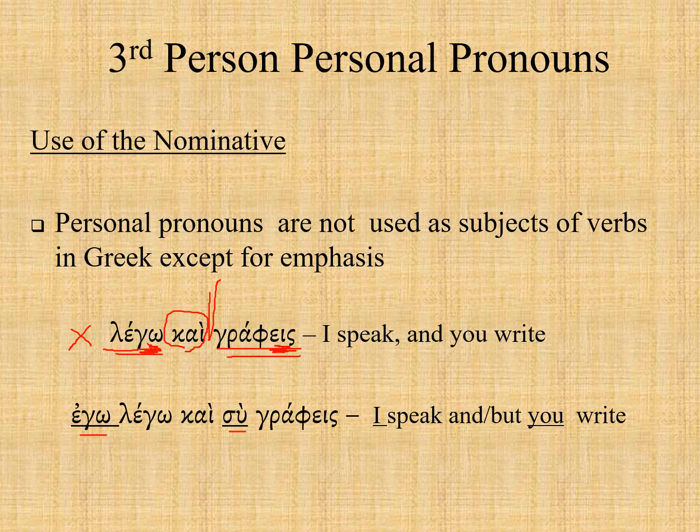However, the translation would be the same with the difference that this would be highly emphatic. It could almost be translated, it is I who speak and it is you who write, or I speak but you write. But in the common usage in Greek, you would not use the personal pronouns in front of the verbs unless there was some specific reason to emphasize that.